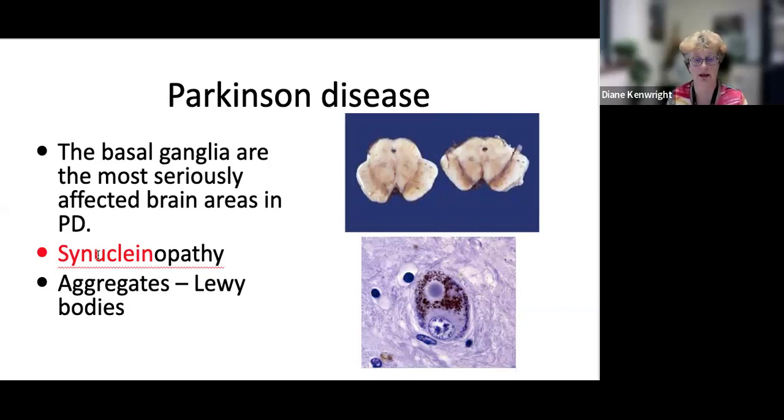So synuclein is the protein that's aggregated. So they're often called synucleinopathies. Okay, so these are called Lewy bodies. Parkinson's disease can be associated with boxing. So somewhere in my mind, there's a boxer called Louis who has Parkinson's disease. That's how I remember it.